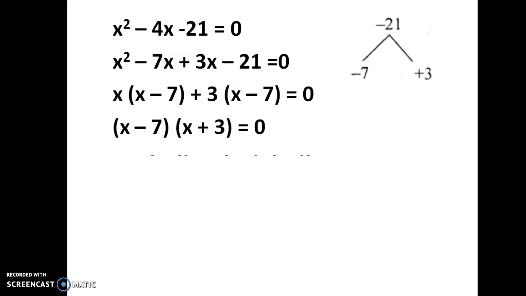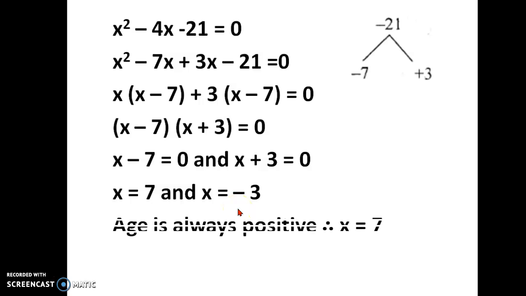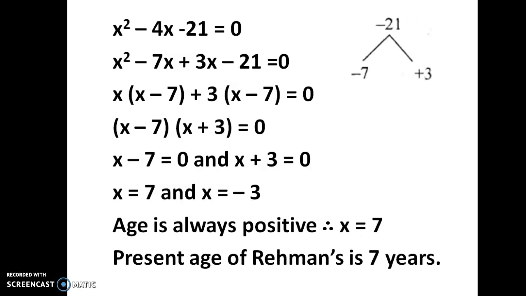Now equate it to 0. Both the factors you can equate to 0. So x minus 7 equal to 0. Take 7 to the other side of the equal sign, you will get plus 7. Here x plus 3 equal to 0, so when you take it to the other side, you will get minus 3. Age is always positive. You can't have an age in a negative number. So age is positive, and only x equal to 7 is possible. So the age of Rahman is 7 years.